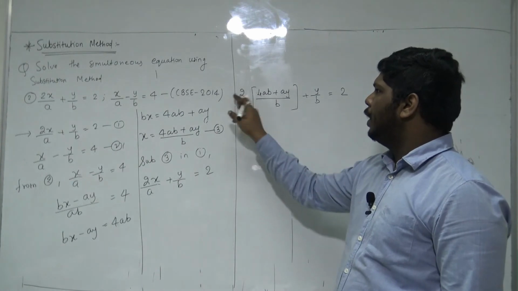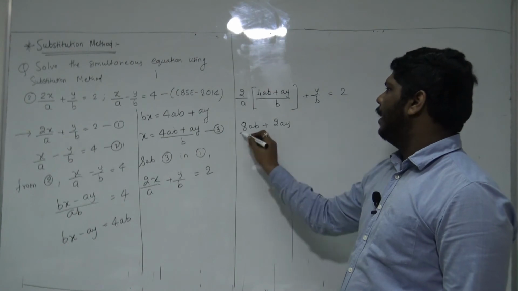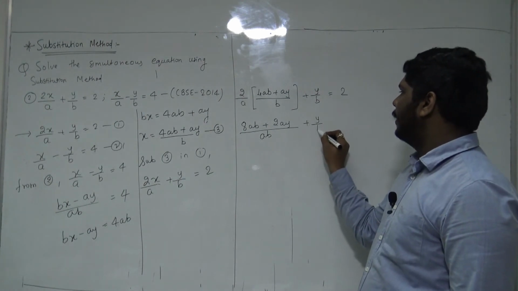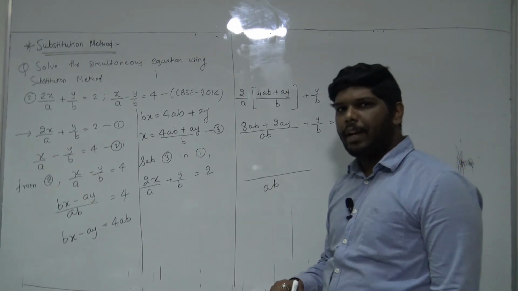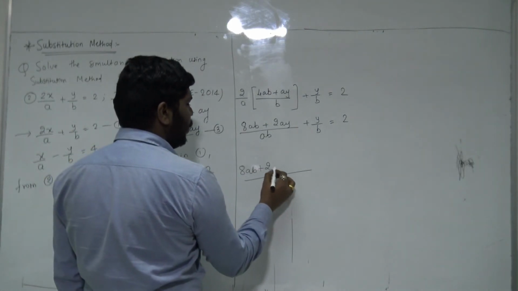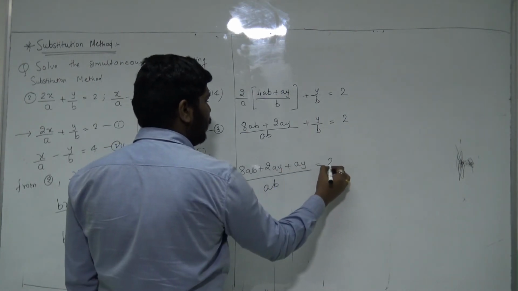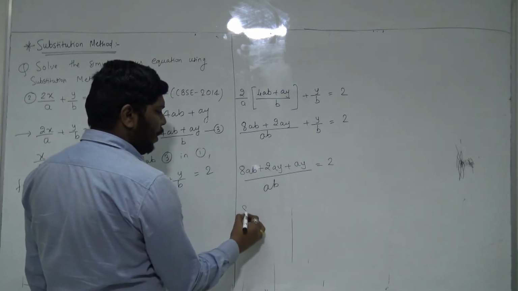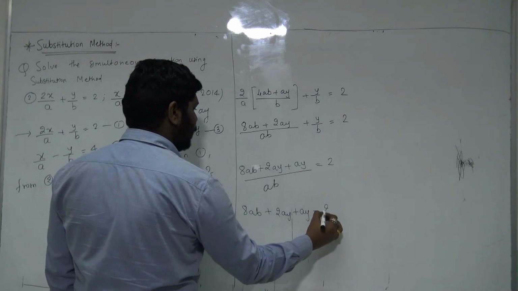Now how to solve this further? First, you can multiply this. So 2 into 4ab is 8ab plus this will give you 2ay, correct? And divided by a into b is ab. Similarly, plus y by b is equal to 2. On the left hand side, if you take the LCM, this will give you ab as a LCM, correct? So in this case, you will get 8ab plus 2ay, and here a multiply by a, so you will get ay is equal to 2. Now if you transfer ab on the right hand side, it will be multiplied. So this will give you 8ab plus 2ay plus ay is equal to 2ab.